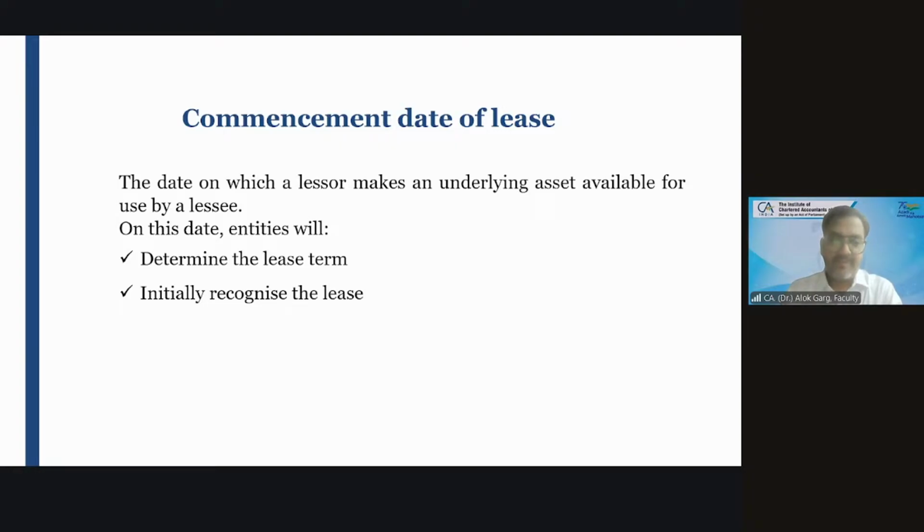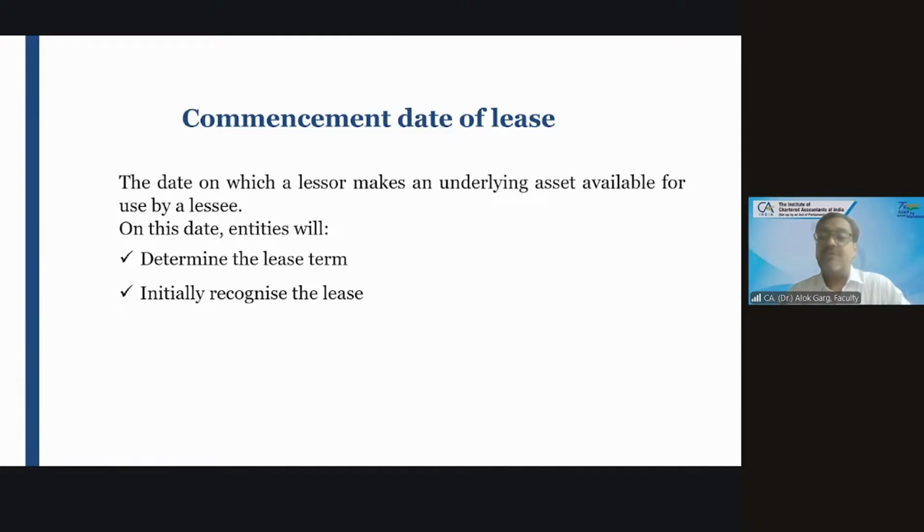So if the lessor has provided the underlying asset, and the lessee has received it, then on this date the parties will identify the lease term. What is the lease term? Why is it important to identify the lease term? Tell me, with logic, why it is important to identify the lease term. To find the right of use asset value. To determine the value of the right of use, to capitalize the right of use.